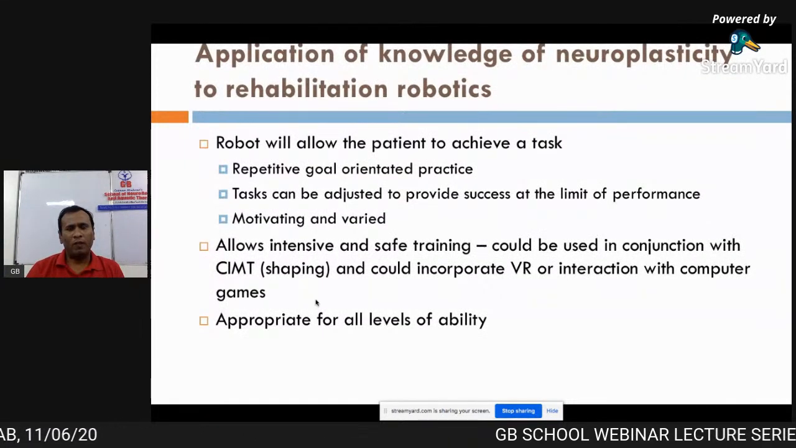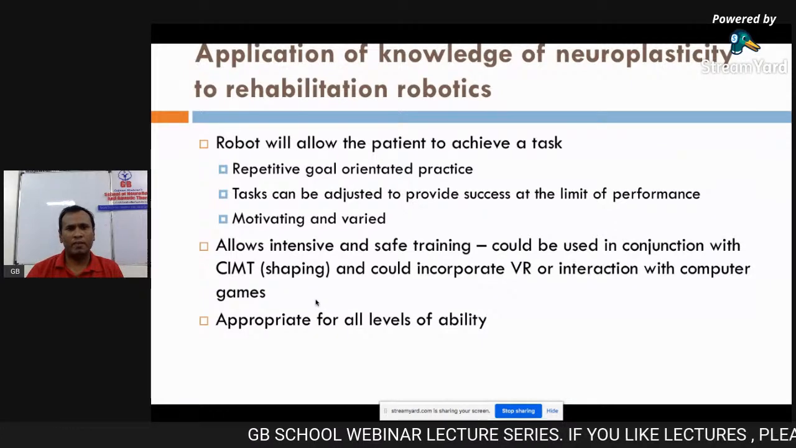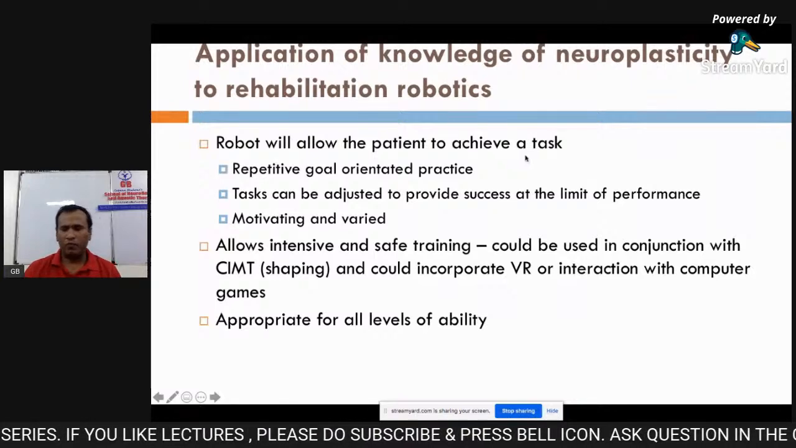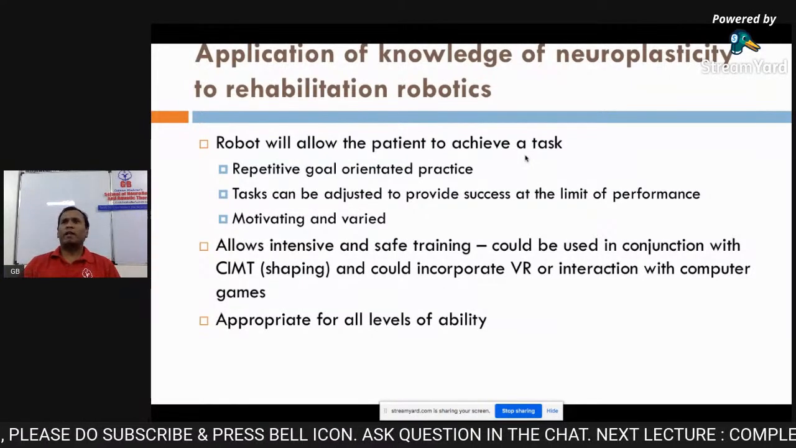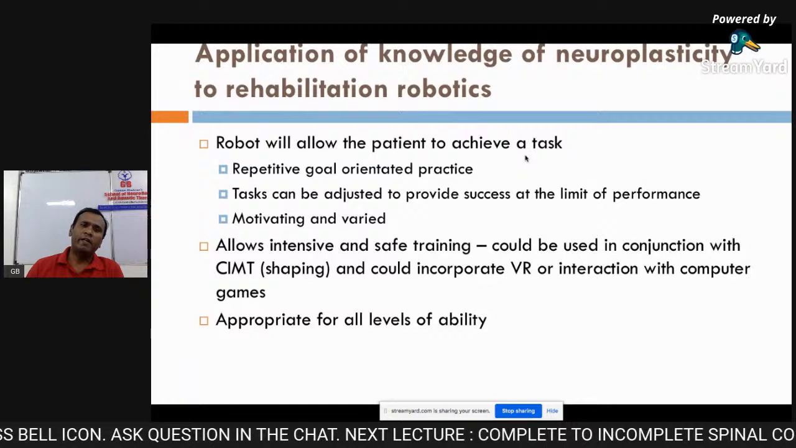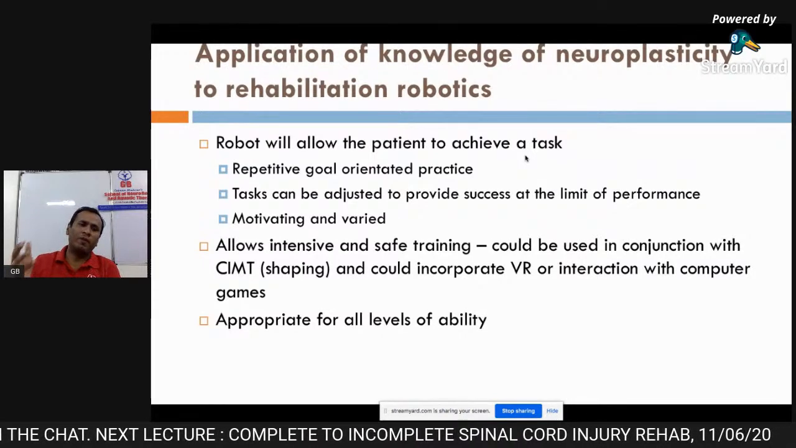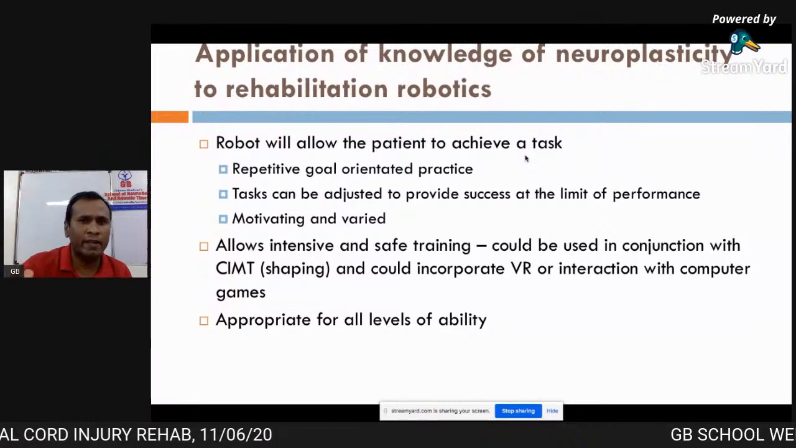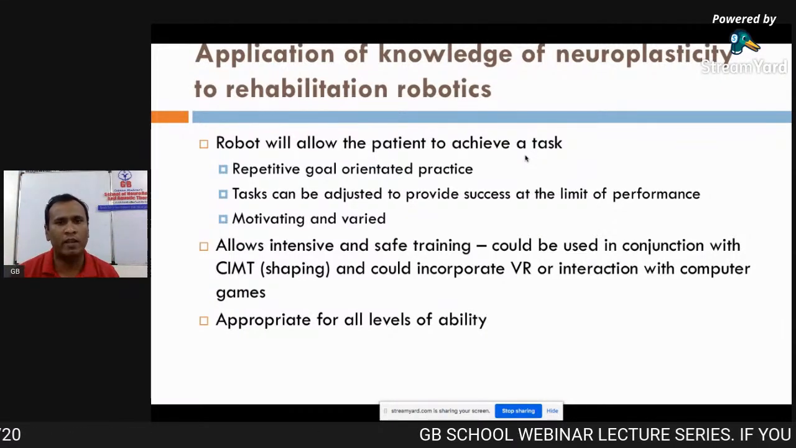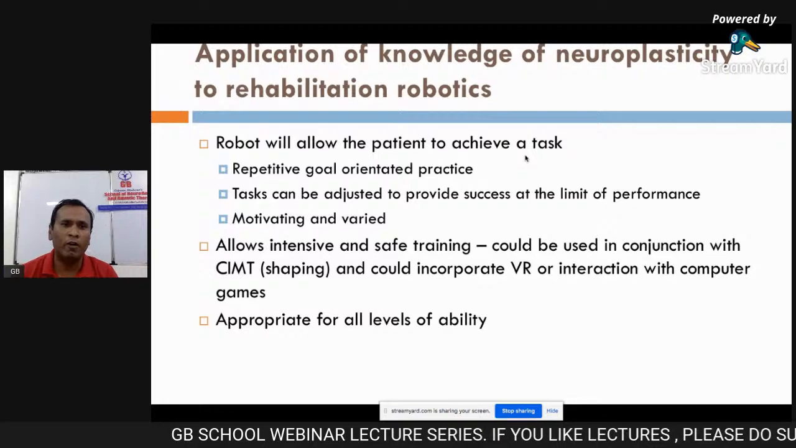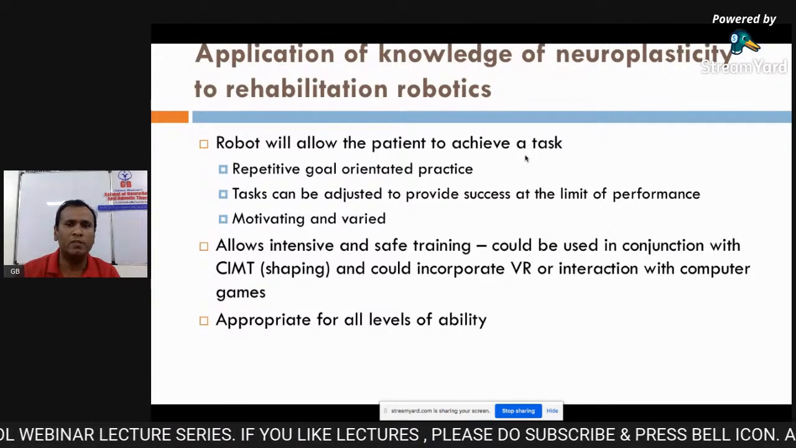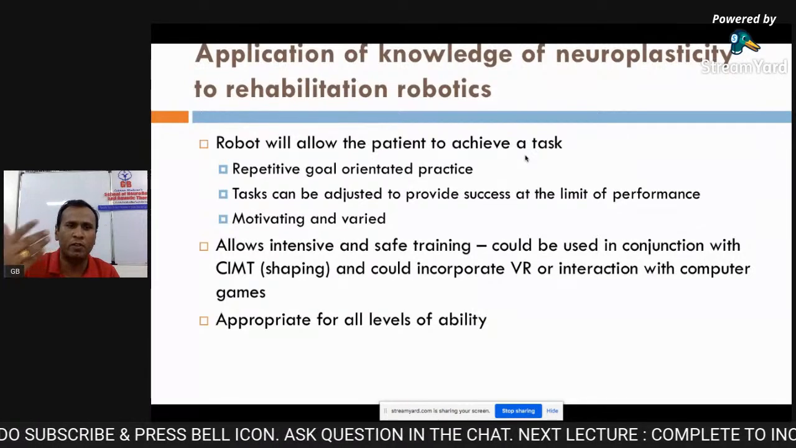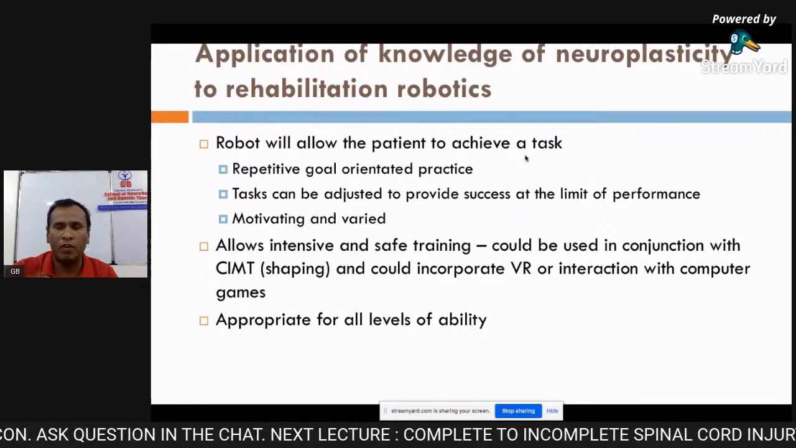So how do we apply this robotics in rehabilitation? A robot will allow the patient to achieve a task. What is robotics doing for us? Like if somebody has a weakness or inability to do the act, the robot will assist the person in doing the desired task and completion of the task. So here again you can understand, in the beginning the robot always focuses on knowledge of result, and once you do that, then slowly the robot can also assist in the knowledge of performance and improving the skill or quality of the task.